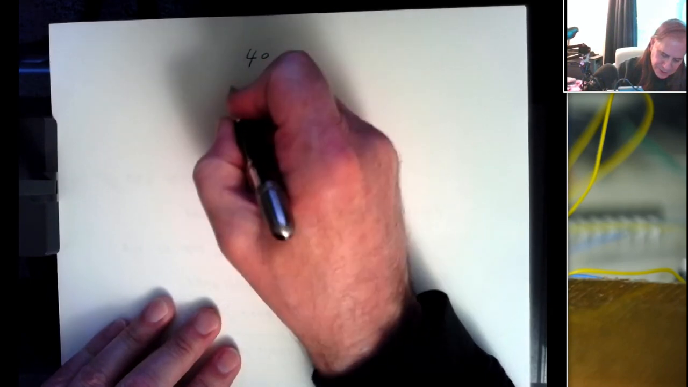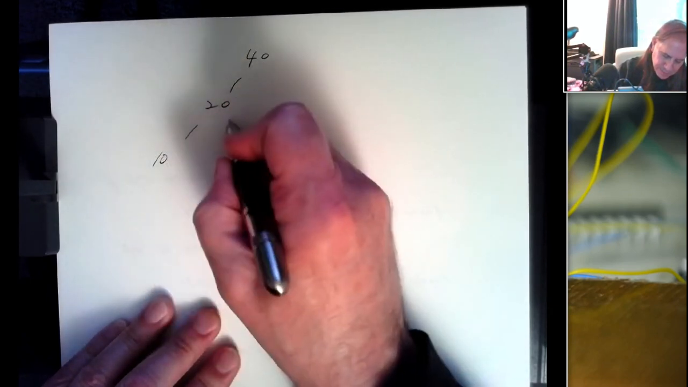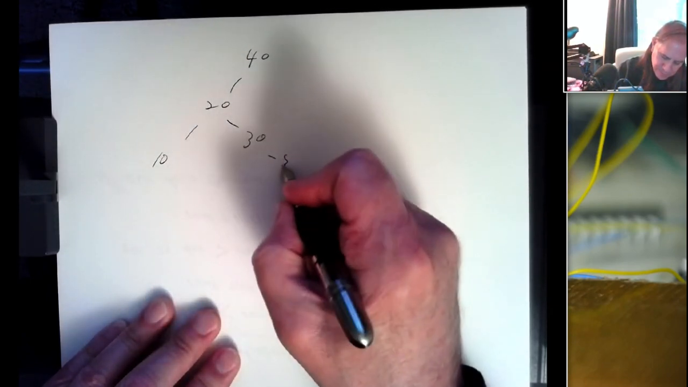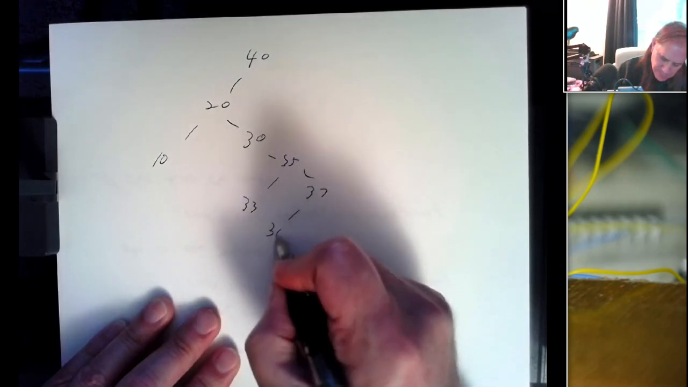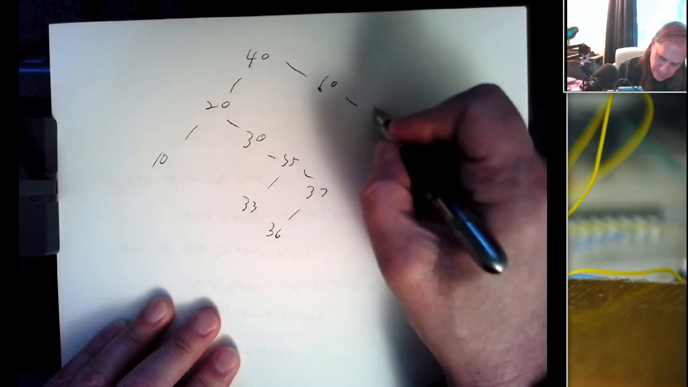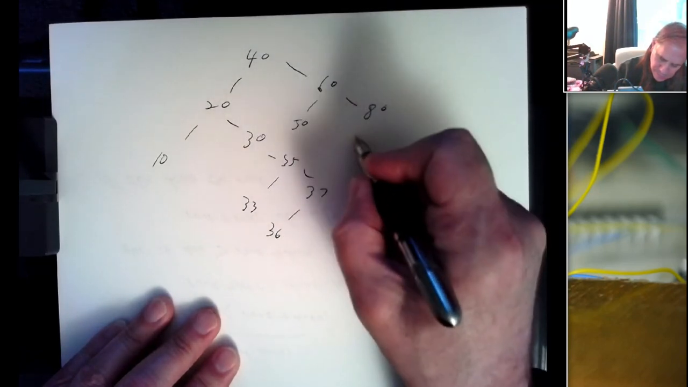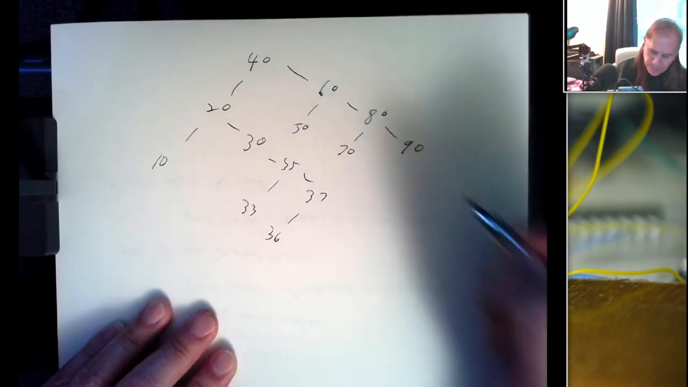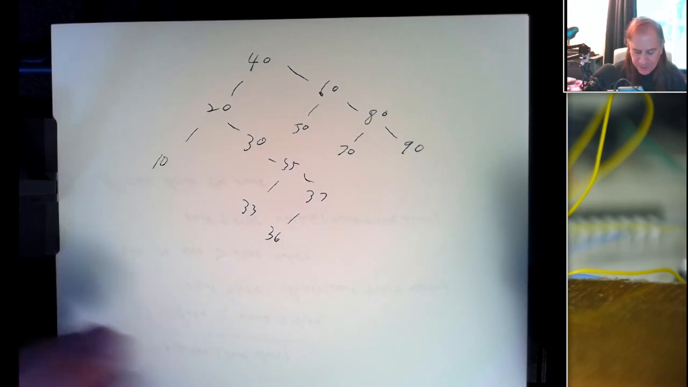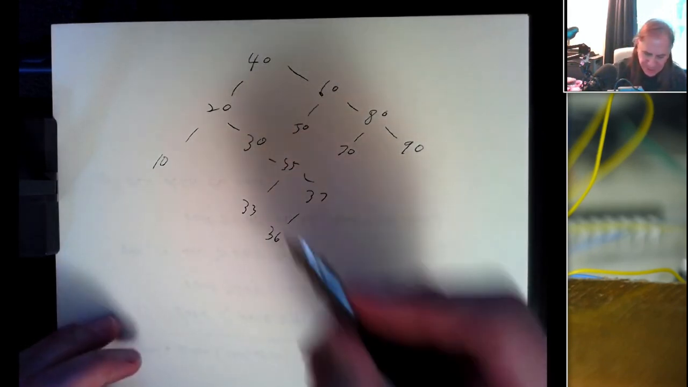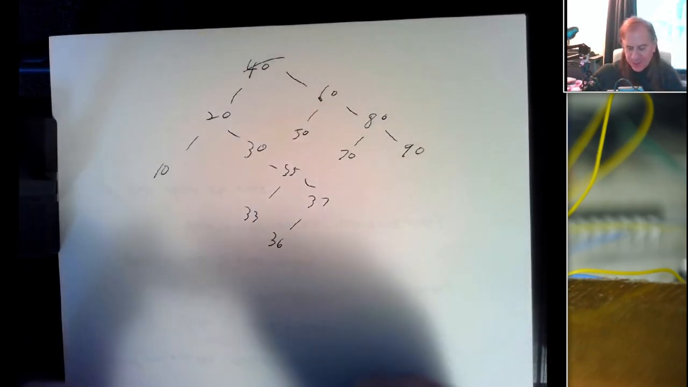So let me show you a tree with some actual numbers. So let's say we want to delete the root, and that's all we're going to talk about the rest of this lecture, deleting the root of the tree. So we want to delete the 40. Well, obviously we're going to take this out of the tree, but we've got to put something else in its place.